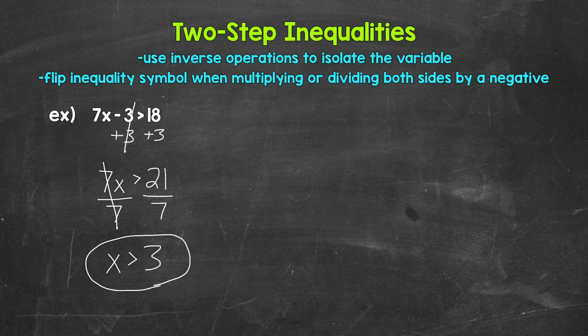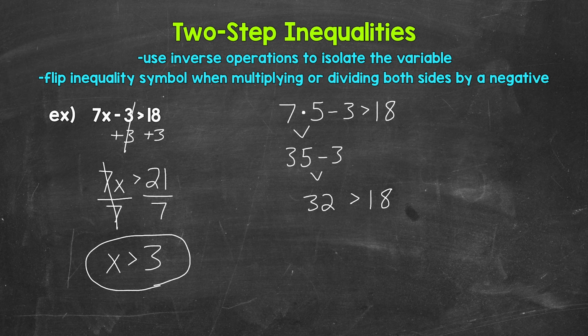And lastly, let's check a value that's greater than 3 to make sure it works and we are correct. Let's use 5. So 7 times, plug in 5 for x, minus 3 is greater than 18. 7 times 5 gives us 35, and then 35 minus 3 gives us 32. 32 is greater than 18, so that does work. We are correct here. Again, our answer, x is greater than 3.